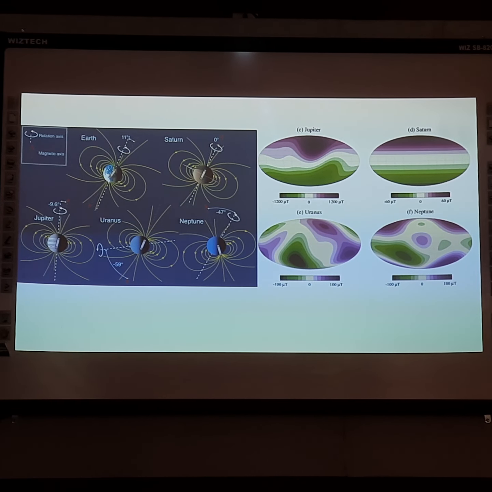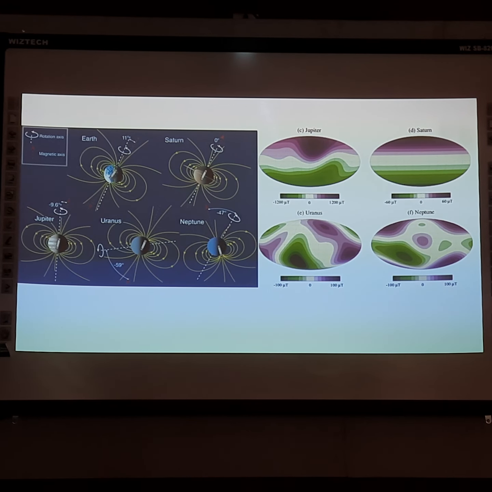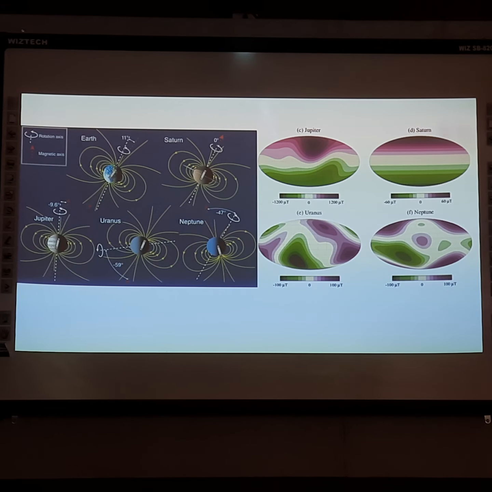Just to make a visualization of what is meant by symmetric. In Saturn, if you see, there is a perfect symmetry in both the left and right hand side. That is what it looks like, and here I'm comparing with other planets.